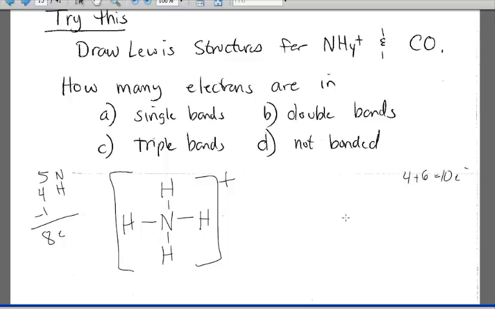We'll answer the questions in a minute. Carbon monoxide, you should end up with a triply bonded structure in order to get octets around everything, and 10 electrons. All right, so how many single bonds? There's 4 here. No double bonds, no triple bonds, and no non-bonded electrons. For carbon monoxide, you have a triple bond. No single, no double, and you have 2 sets, or 4 total electrons that are not bonded.